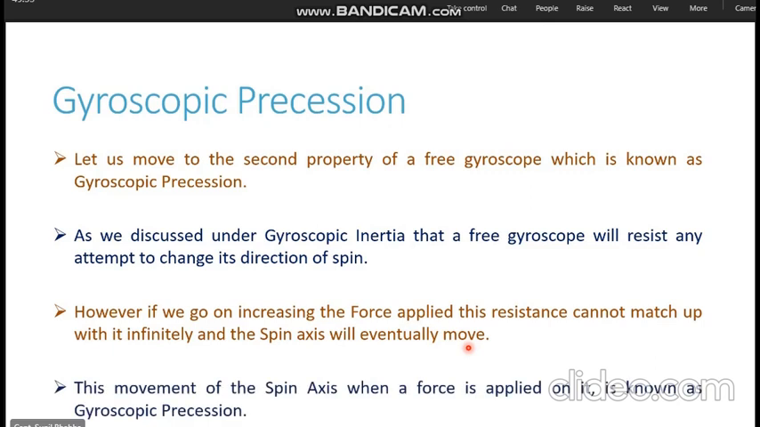Now, when you overpower its gyroscopic inertia, it is going to move. The movement of the spin axis, when a force is applied on it and the force is powerful enough to overpower its gyroscopic inertia, this movement of the spin axis is known as gyroscopic precession. So this is the definition of gyroscopic precession.